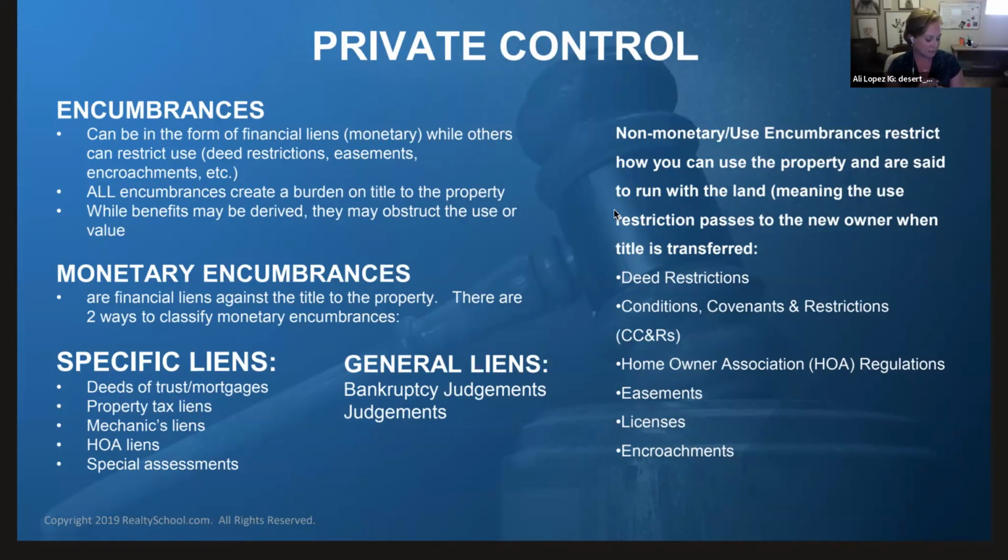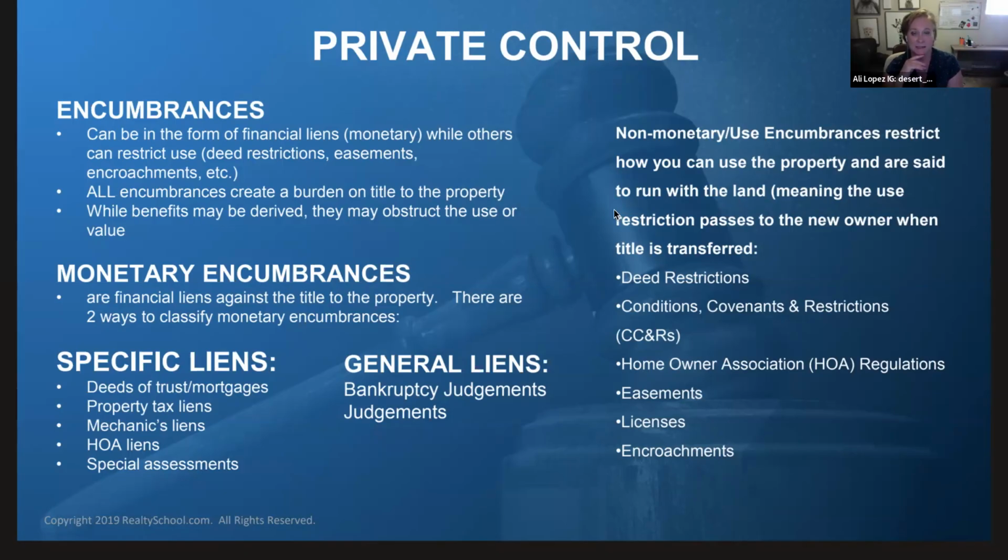A general lien is once a person has sued another in court and has obtained a final judgment. In order to collect on the judgment, it is often necessary to file the judgment in the public records, which then creates a general lien against all of the property the judgment debtor owns in the jurisdiction. Okay, that's a general lien.